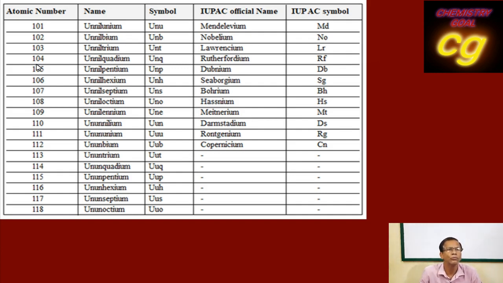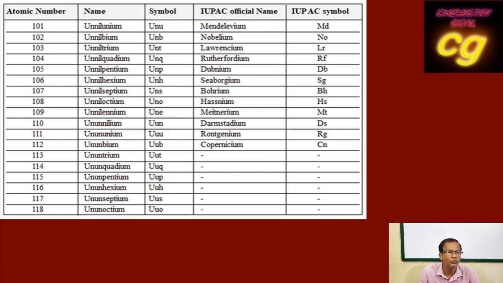Like this, 104. Suppose 104: 1, 0, and 4. So unnilquadium. Quad is 4. Quad is the name of the 4. So unnilquadium, that is UNQ, like this.